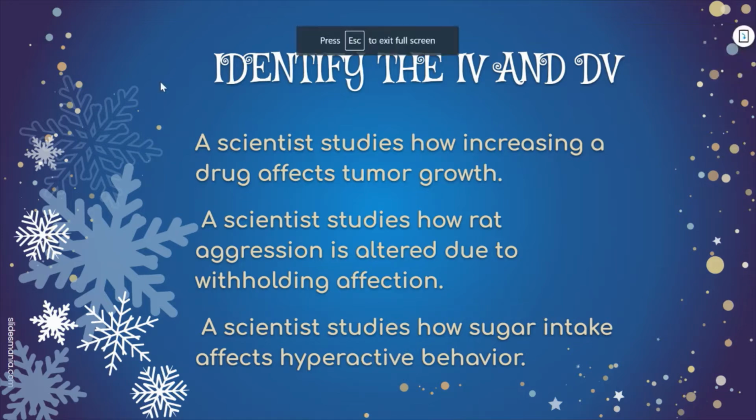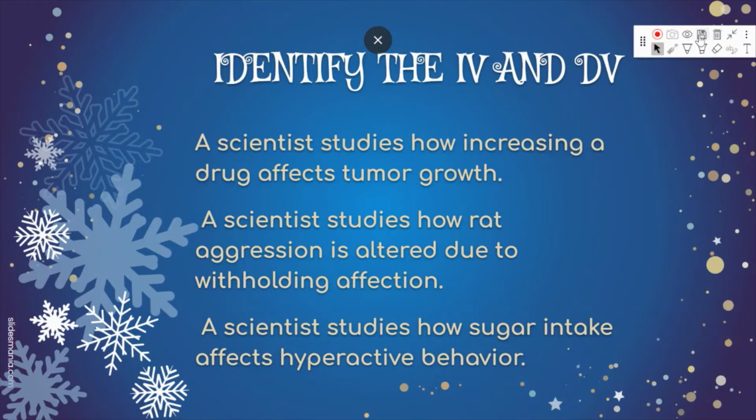Right, so in this case, a scientist studies how increasing a drug affects tumor growth. The independent variable in this case is the drug, the increasing drug. Again, that could be giving 5 milligrams and 10 milligrams and 15 milligrams of a drug. So the amount of drug a person is getting would be the independent variable.